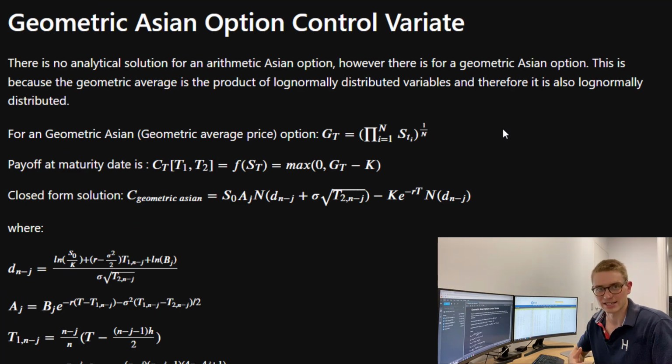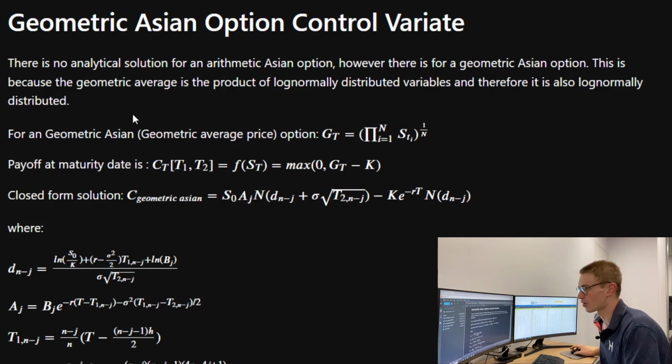Now, one of the best ways is to actually use a control variate, and one of the control variates we can use is a geometric Asian option. Obviously there's no analytical solution for the arithmetic Asian option. However, there is for the geometric Asian option, and this is because the geometric average is a product of log normally distributed variables, and therefore is itself log normally distributed. So for a geometric average price, we've got this GT, which is the product of all of these prices across this time to the power of 1 over n. This is the geometric average over this series of prices.